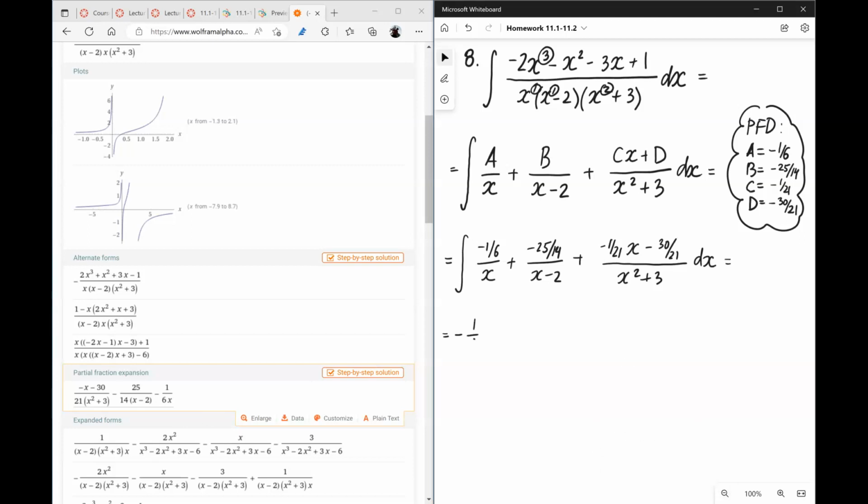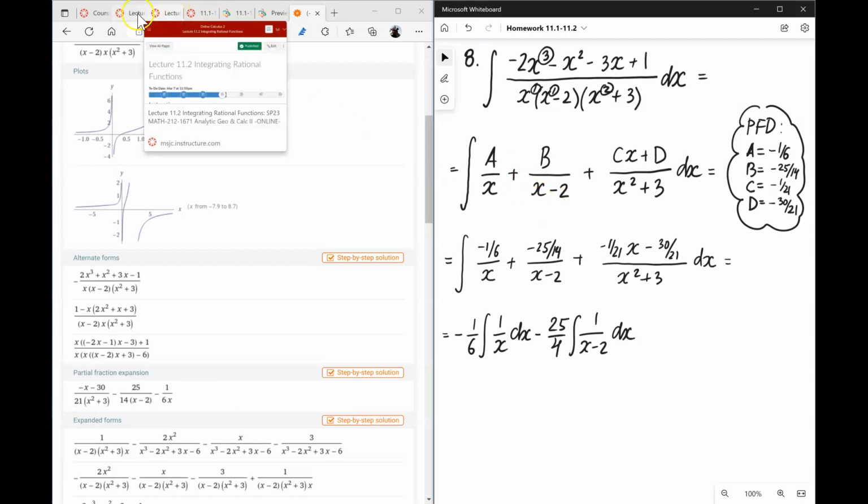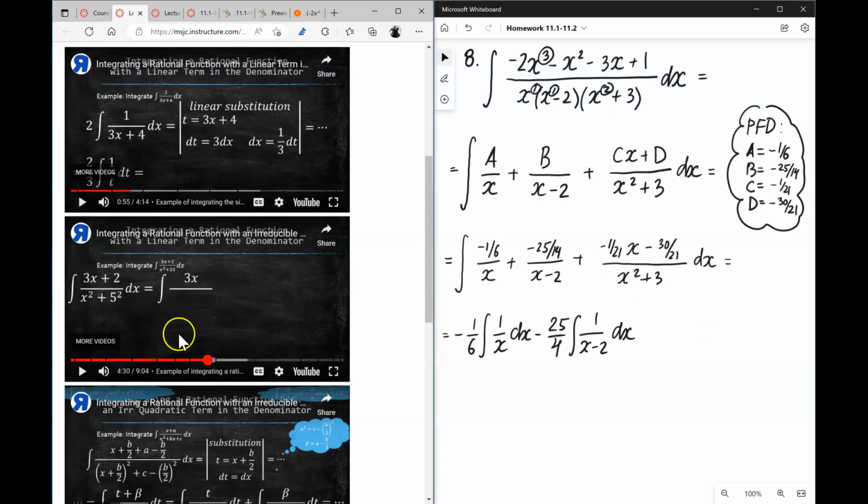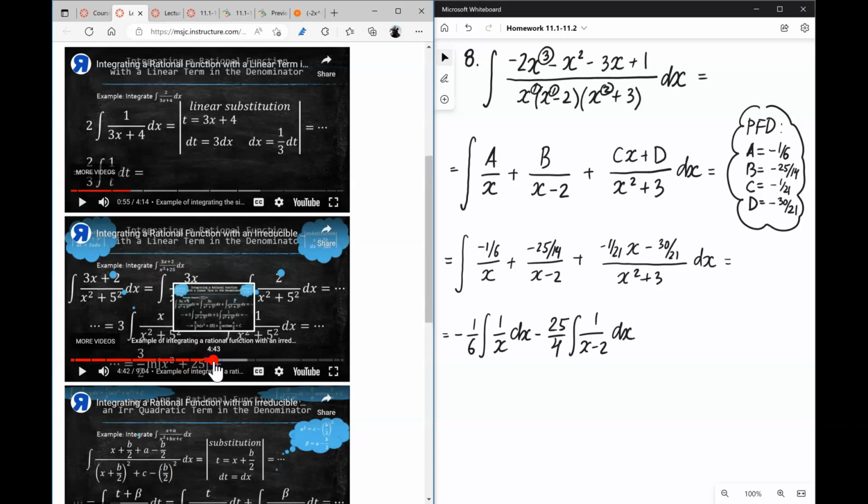So we have negative 1/6 integral of 1 over x dx minus 25 over 4 integral of 1 over x minus 2 dx. And for the third one, I actually am going to check real quick which one this is. This is very similar to this problem. However, we have multiple things, so it's very similar to this problem. So let's check out how this problem was done. And it seems like splitting it into 2 was the right way. And that's what I'm going to do then.